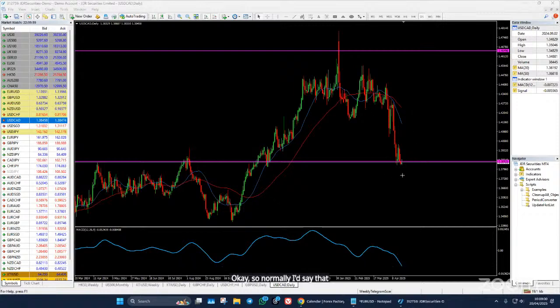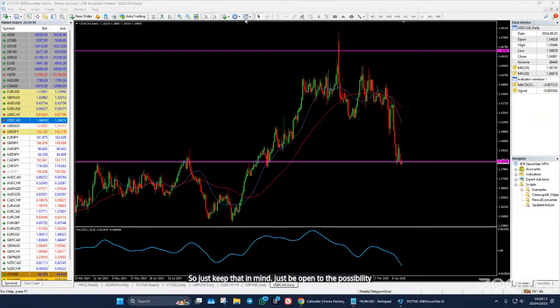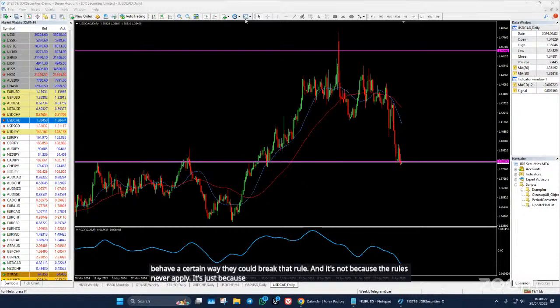Okay, so normally I'd say that. But if we are in an unusual situation, the dollar could continue to weaken. What I mean is it's already overextended, but it could keep going. So just keep that in mind. Just be open to the possibility that the markets could break that rule, and it's not because the rules never apply. It's just because we're living in strange times.